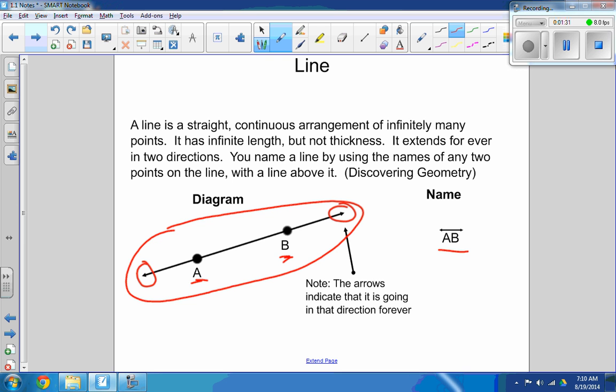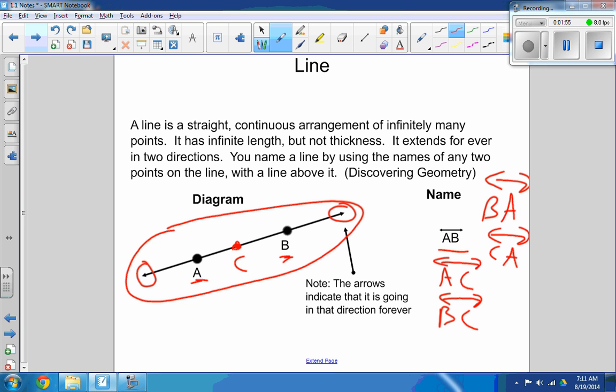Now I can add an additional point on this line. Let's say this is point C. And so I can now name this using C. So AC, or I could also do BC. And also, I could reverse the letters. I could do BA, or CA, or CB. It doesn't really matter, as long as I've got 2 points with a line drawn above it. That indicates a line.